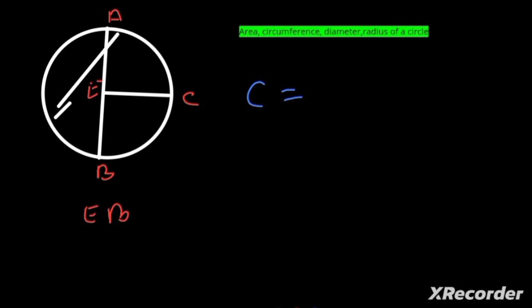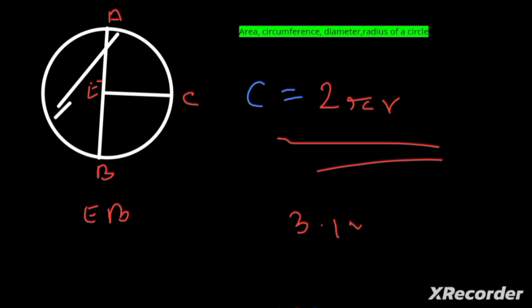So what should we do? We have a formula to find the circumference of the circle from the radius of the circle. The formula is circumference of the circle equals 2 pi r. So you should think, what is pi? Pi is nothing but a constant which has the value of 3.14159 and so on.